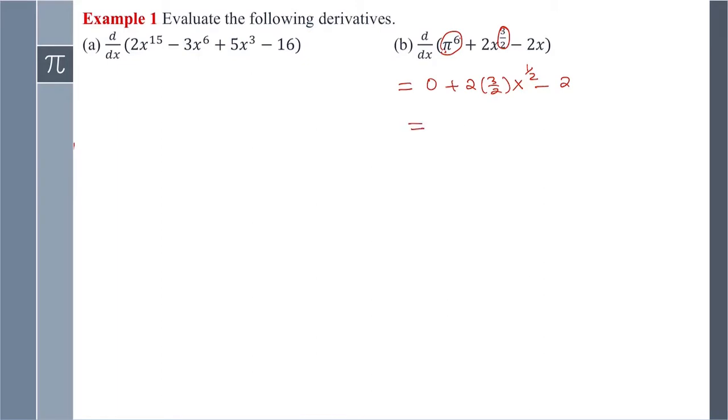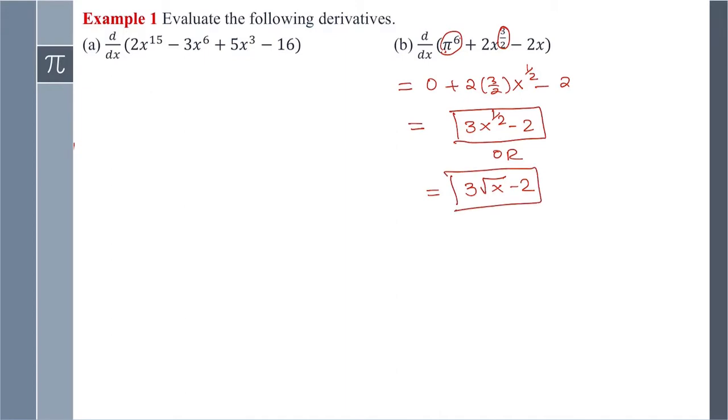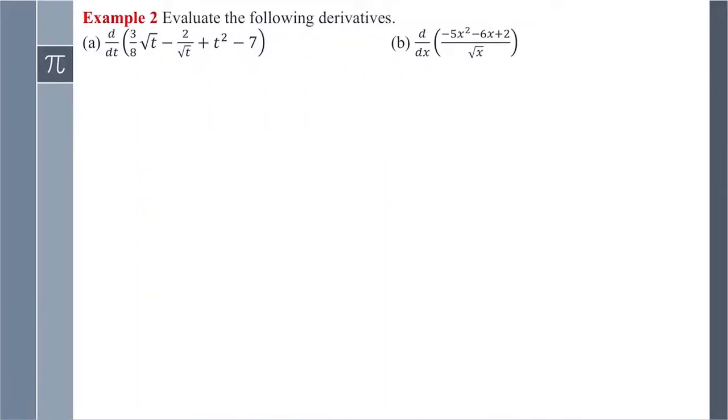So this gives us 3x to the 1/2 minus 2. We can leave it here, or we can also write it as 3 times, since x to the 1/2 is the square root of x, minus 2. We can also write it in this form. Either one is okay. Now let's look at more examples.